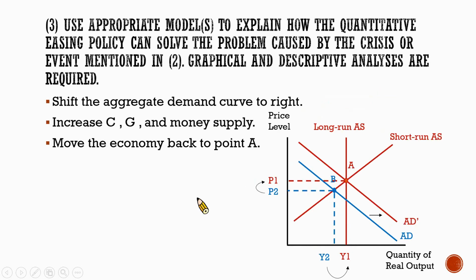An increase in the quantity of goods and services demanded at any given price level shifts the aggregate demand curve from the left side to the right side by increasing consumption, government spending, and the money supply. So the whole economy will move back to its original equilibrium point A. As a matter of fact, both the deflation and the recession will be solved.